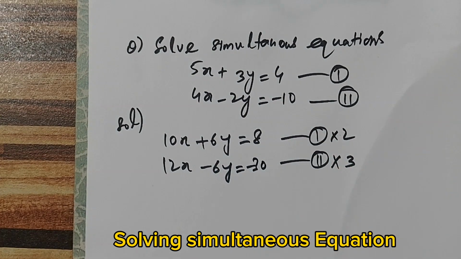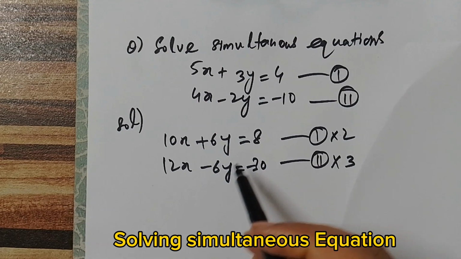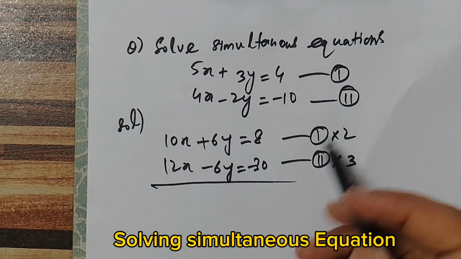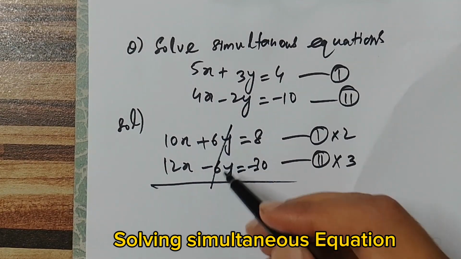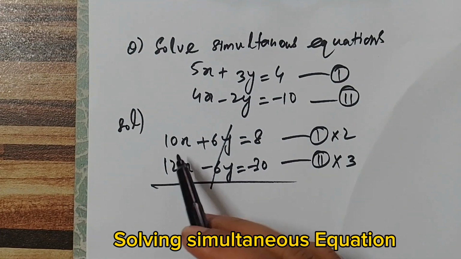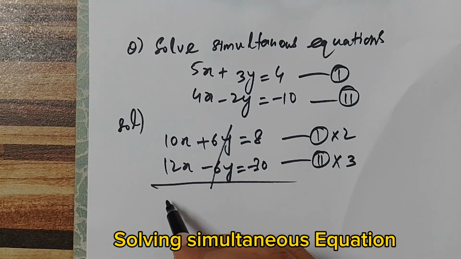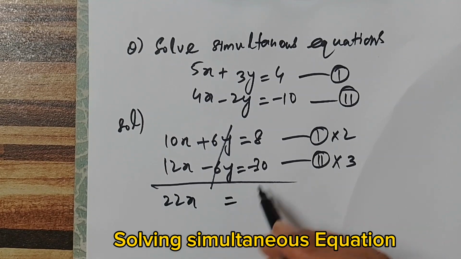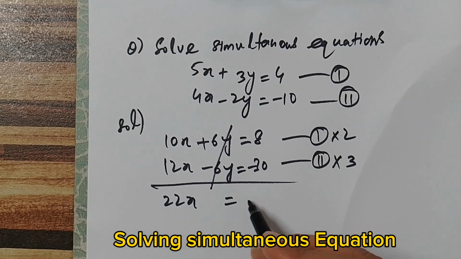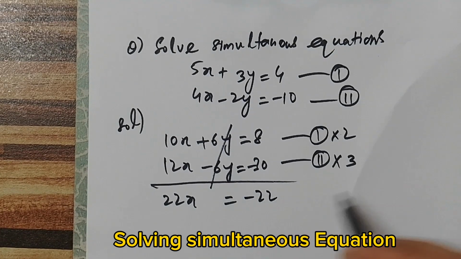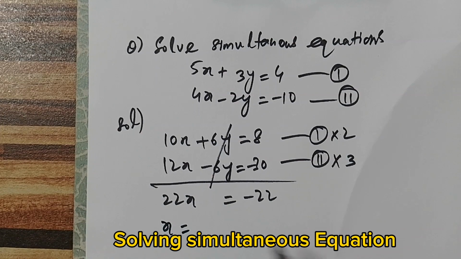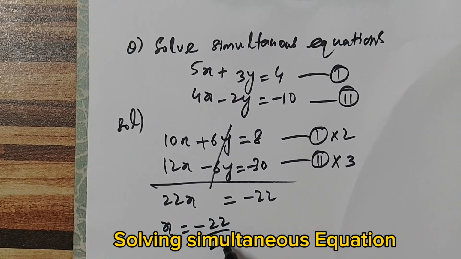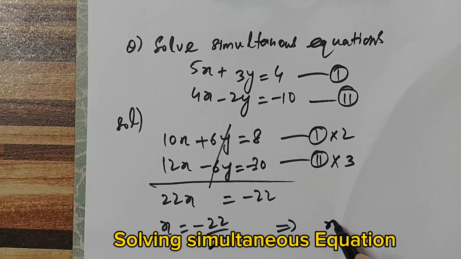So by this process I have made the coefficients of y equal, and if I add these two equations, plus 6y and minus 6y will be cancelled. So 10x plus 12x equals 22x, and on the right side 8 and minus 30 gives me minus 22. So I can find the value of x, which is minus 22 upon 22, and this gives me the value of x equals minus 1.